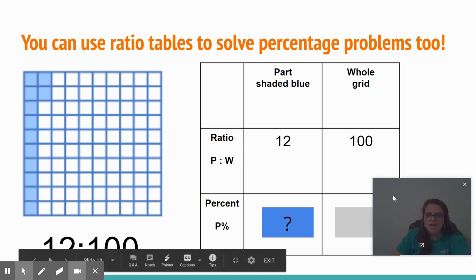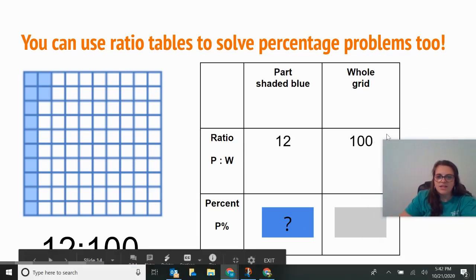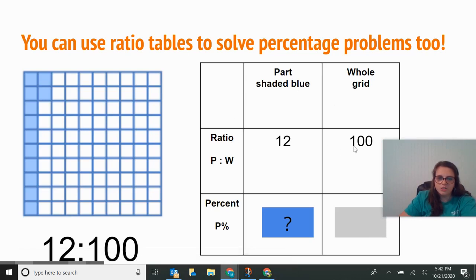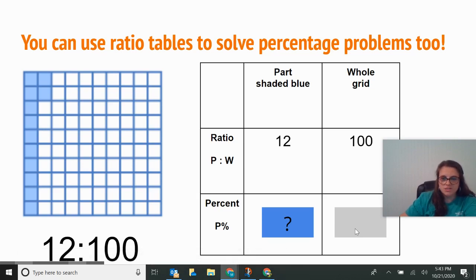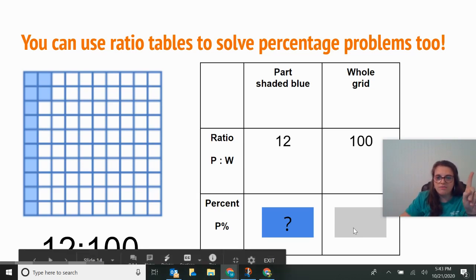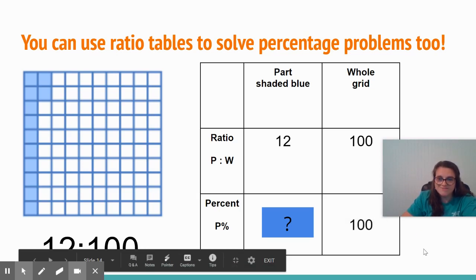All right, so I see that I have 12 and 100 because in my ratio it was 12 parts compared to 100 as the whole. And now I need to find my percent. All right, you might see that I have 2 blanks right here. But when you're dealing with percents, you actually always have only one unknown because you always know the whole. The whole, when you're working with percents, is always going to be 100. That's what it has to be. It's always going to be that.